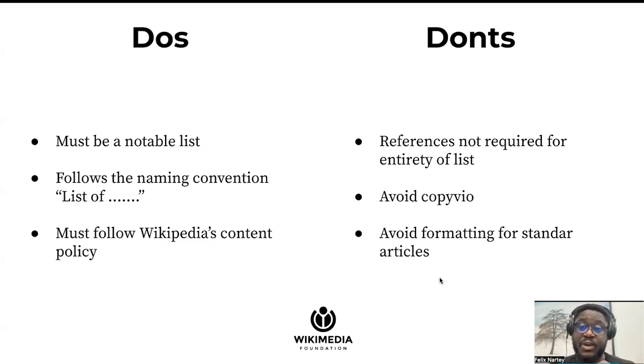Then avoid formatting for standard articles. So normally when you're writing articles, you would look at, if it's a biography of a living person, the intro text of the person, the background, where they were born, early life, and all of those kind of things. That is not the conventional way of writing list of articles. And so just like I showed you, there's just a description and then the list goes underneath it, and that's a complete list of articles.